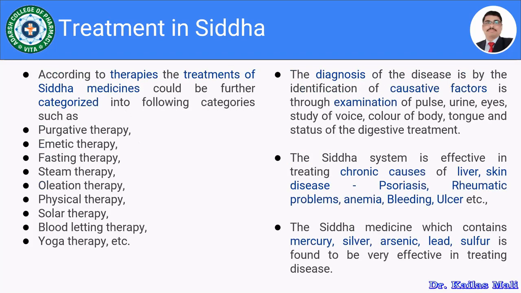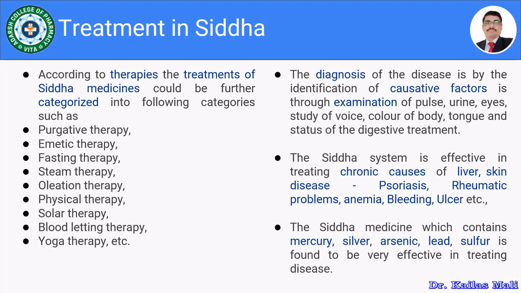Furthermore, the Siddha system of medicine is categorized into purgative therapy, emetic therapy, fasting therapy, steam therapy, oleation therapy, physical therapy, solar therapy, bloodletting therapy, and yoga therapy. So many other things are also there. I have taken only the limited things over here. So these therapies are considered in the Siddha system of medicine.